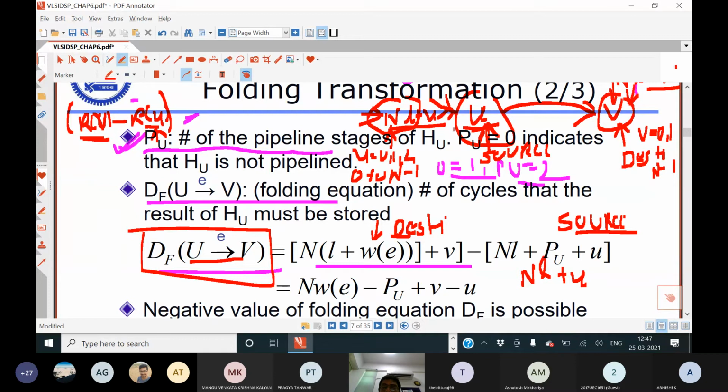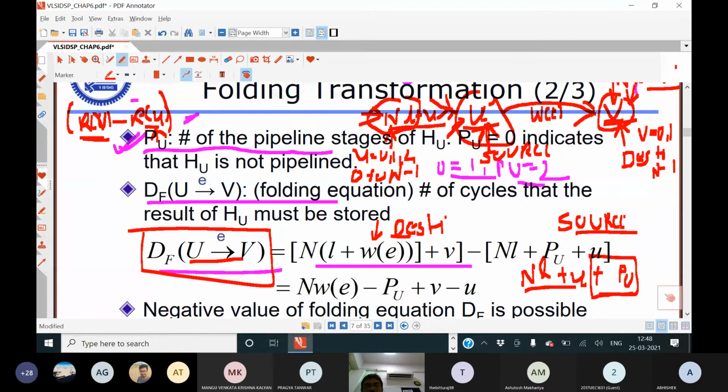Apart from that, U could be having an internal pipelining. So that many clock cycles it will take. So here NL plus U plus P of U. Why P of U? Because we should know how many pipeline stages we have at U, because U is a source node and the destination node execution totally depends upon when the execution of U completes, plus the delay of this particular execution. So these two are very important in order to know the execution of V.